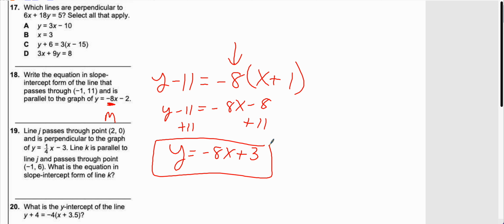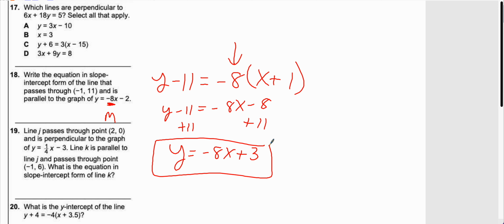This question on the actual test could say perpendicular. So if it gives you that, you'd have to take the opposite reciprocal slope and then solve in point-slope form, right? So then it'd be positive 1/8. So just be ready for whatever. Don't get locked into one way of doing it just because that's how you see it on the review.